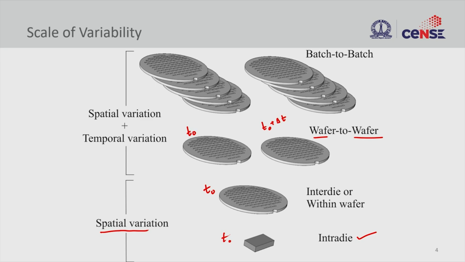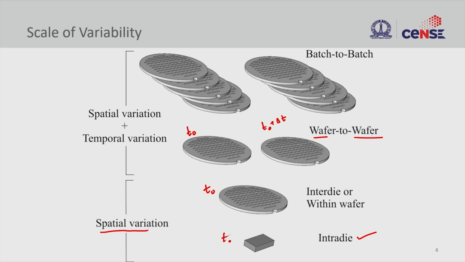So what is the meaning of temporal variation? Spatial variation we understand: any non-uniformity on the substrate with respect to distance or position. The temporal variation is difference in time. I process one wafer now and after 10 minutes I am processing another wafer, but with the same process. But between T0 and T1, a few things might have changed.